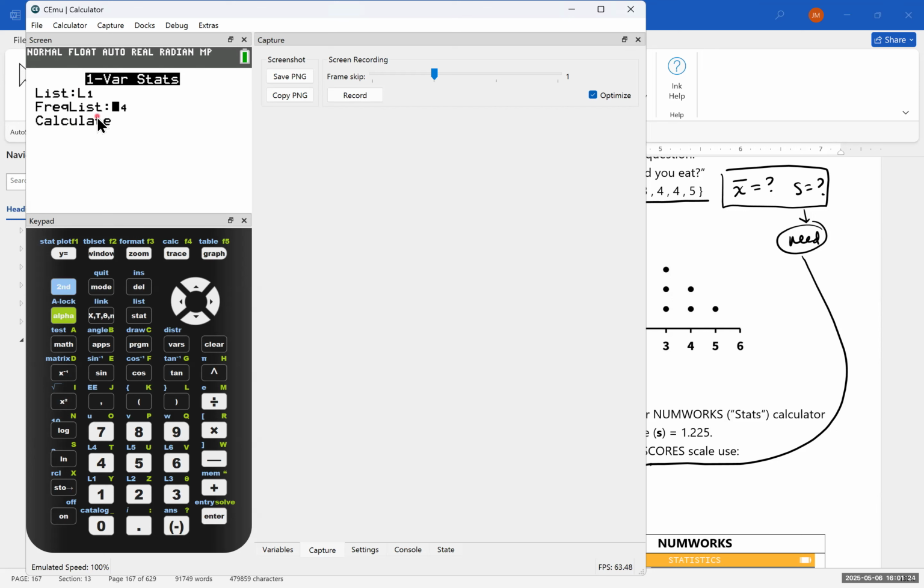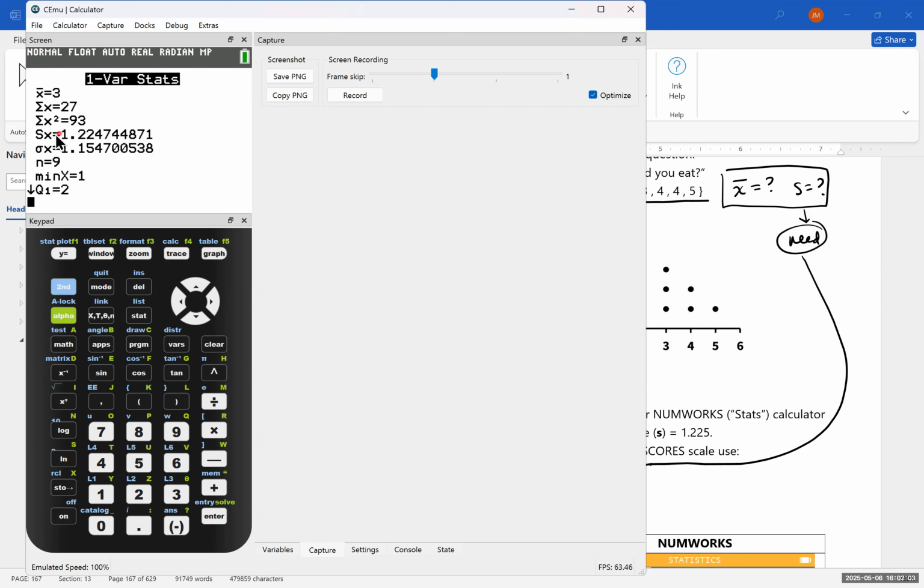Frequency list is the list of frequencies for each one of these unique datums. And for me, that was list 2. So I'm going to hit second and L2. And then I can come down here to calculate. Okay, so it told me that x bar is equal to 3. So the sample mean is 3. And then Sx, the sample standard deviation, is 1.225 approximately.